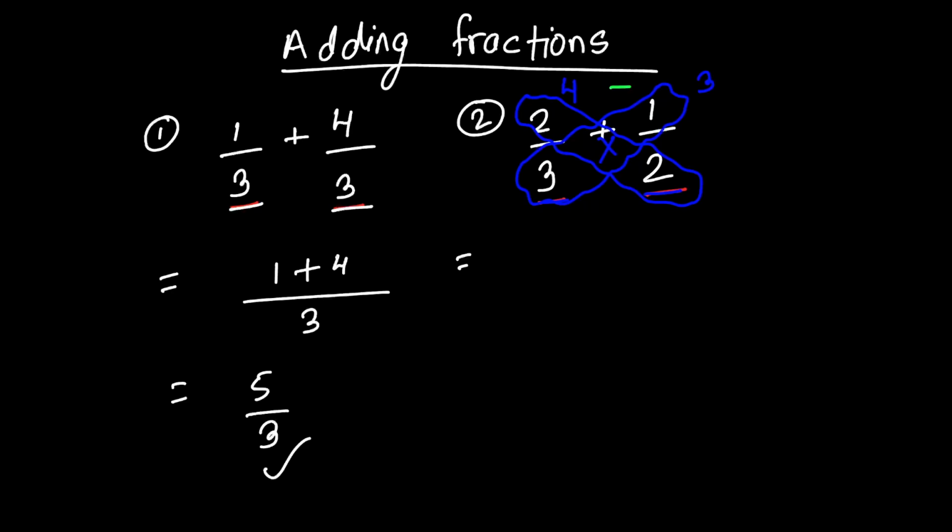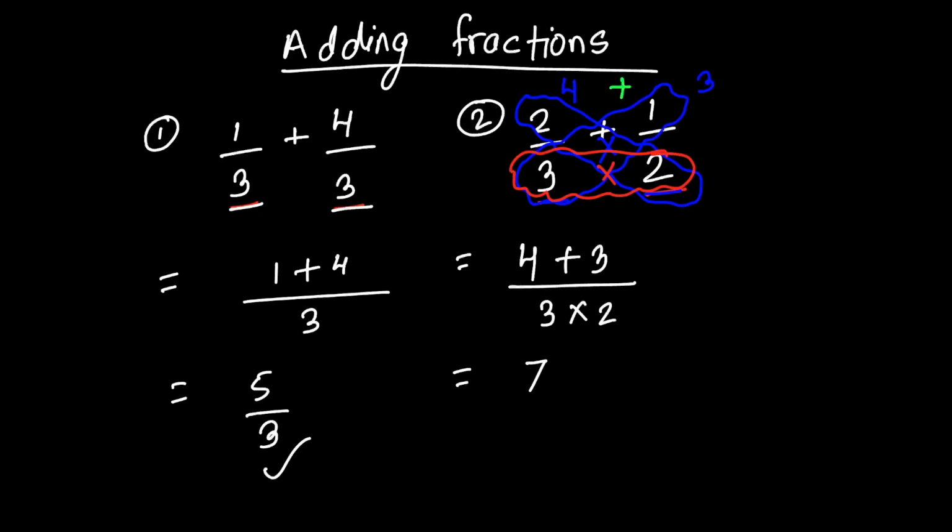Then add the numerators, like we can add 4 plus 3 divided by, and we have the two denominators here, 3 and 2. So again multiply both the denominators, 3 multiplied by 2. So 4 plus 3 is 7 divided by 3 times 2, which is 6. So in this case we can just use the multiplicative approach.